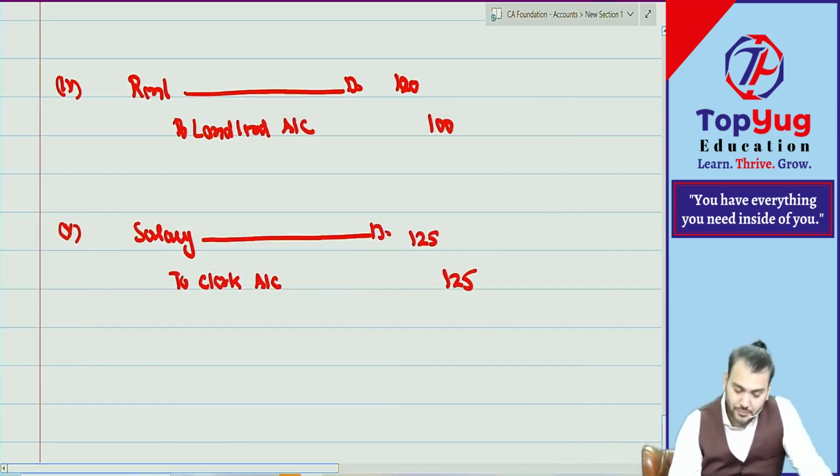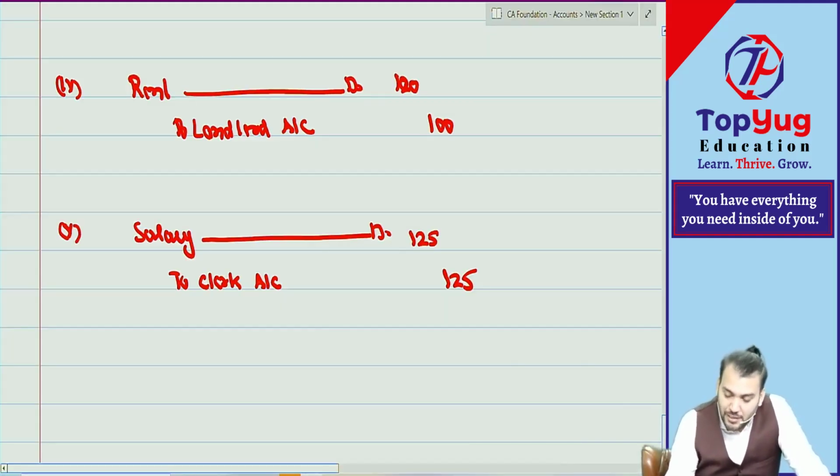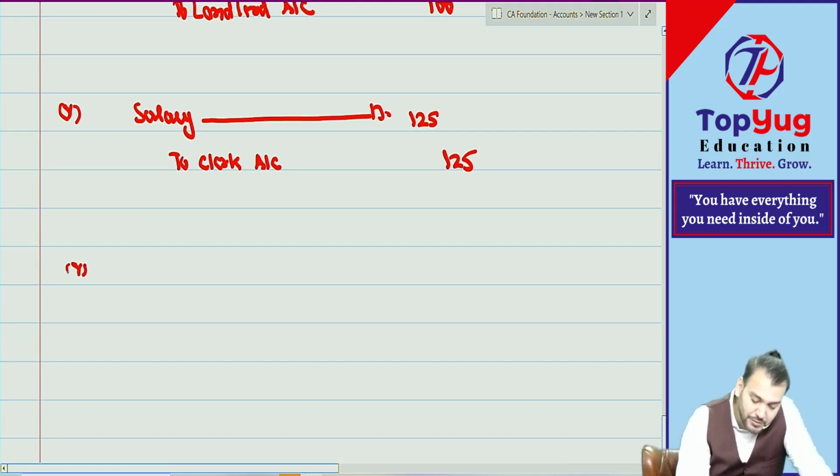Simple. Then rupees 100 received from Shah and Company has been wrongly entered. Means amount has been received. What is the correct journal entry? Cash account debit to Shah and Company. But that has been credited to which account? So Shah and Company was wrongly credited. Now we'll debit it. And which account will be credited? Write down point number 6. So Shah and Company will be debited. And to what?